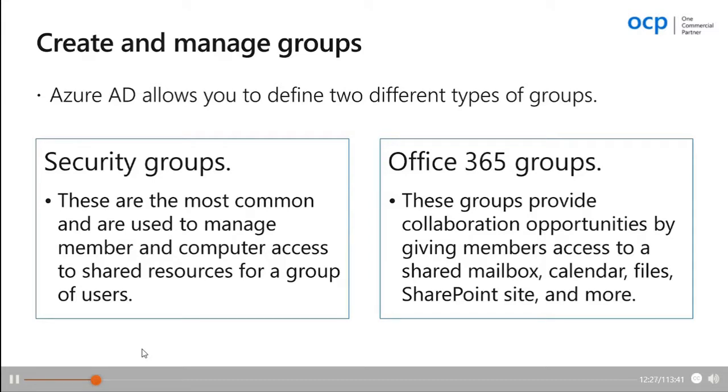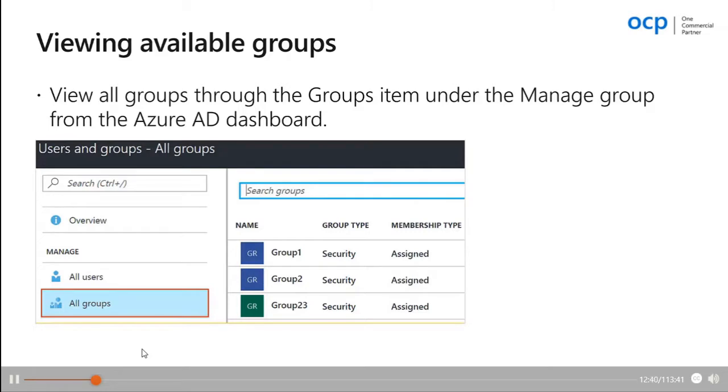That's a specialized group for Office 365, as the name says. That gives me opportunities to give members access to shared mailboxes, calendar files, a SharePoint site, some OneDrive files, Teams, and things like that. How can I view all the available groups?